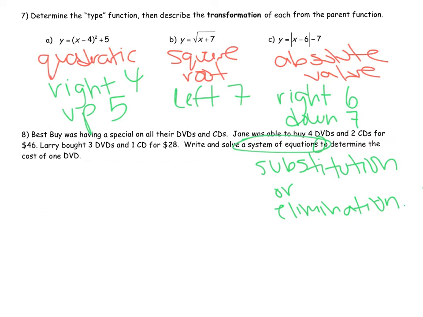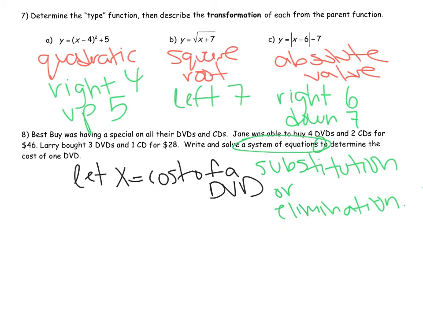Okay, so we have to come up with variables for the unknowns. So I don't know how much a DVD costs, so I'm going to call that X. So I'll say let X equal the cost of a DVD. And I don't know what the cost of a CD is, so I'll say let Y equal the cost of a CD. Again, guys, don't lose points because you forgot to write your let statement.